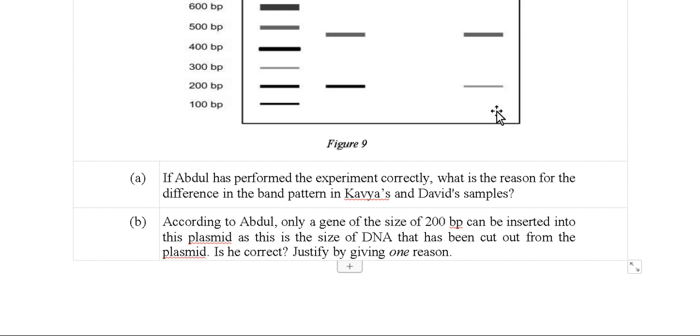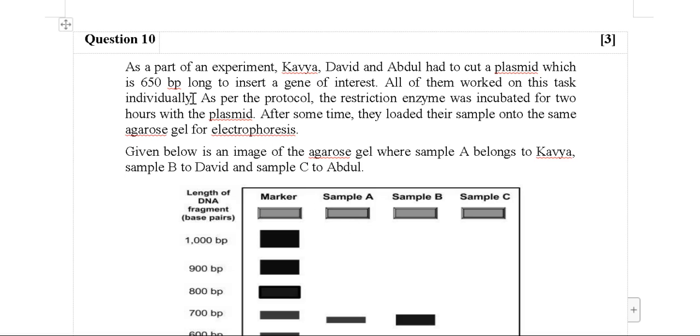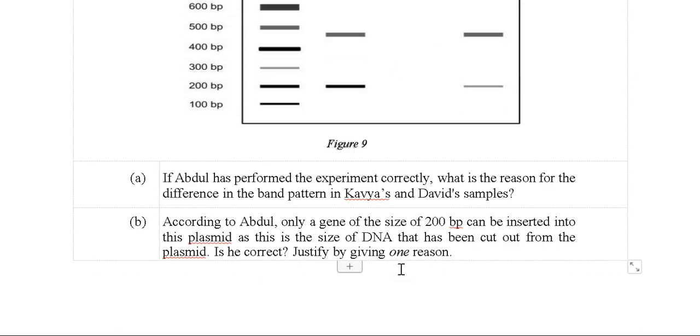According to Abdul, only a gene of the size of 200 base pair can be inserted into this plasmid, as this is the size of DNA that has been cut out from the plasmid. Is he correct? Actually the plasmid is 650 base pair. So in a 650 base pair plasmid, Abdul can easily place 200 base pair, because if we cut that particular 200 base pair length out of the 650 base pair using this restriction enzyme, he can put in 200 base pair of the desired DNA part.